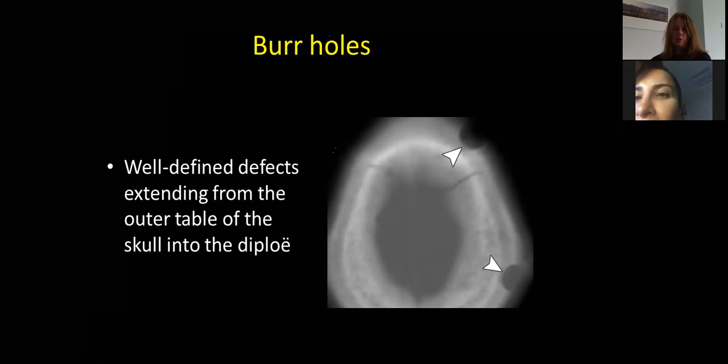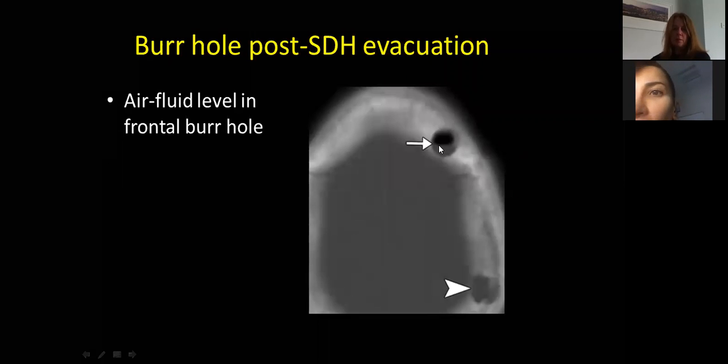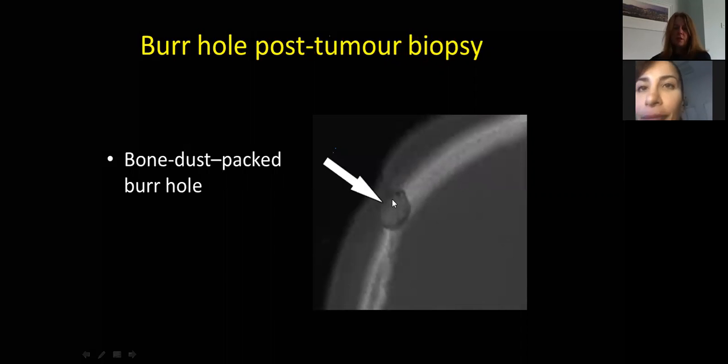So burr holes look like this. So they are pretty well rounded. They involve the outer cortex and they extend into the diploe, but they don't, yeah, that's what they look like. And you might see a bit of fluid. This is a fluid level. So of course the patients are scanned on their backs. So you'll see a fluid level when they're lying on their backs at the back of the burr hole. If you see this, it means you've put bone dust. I don't see bone dust in burr holes very often.